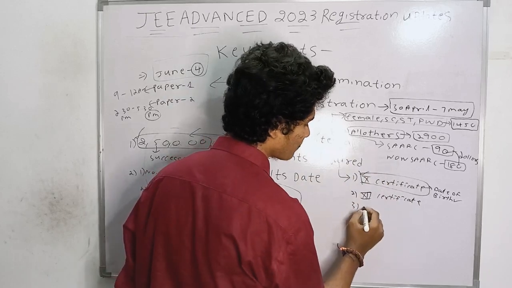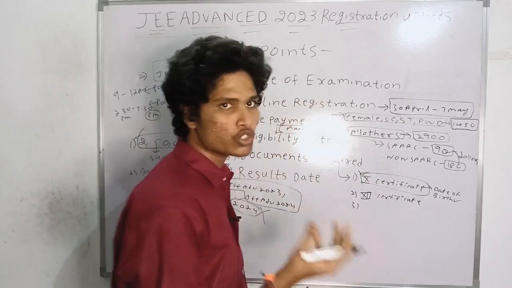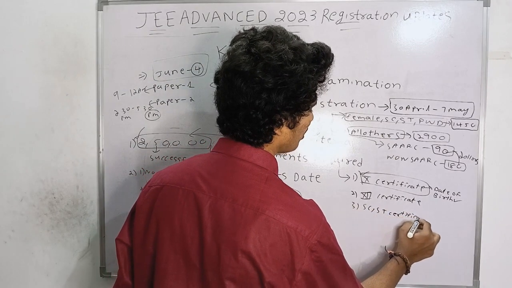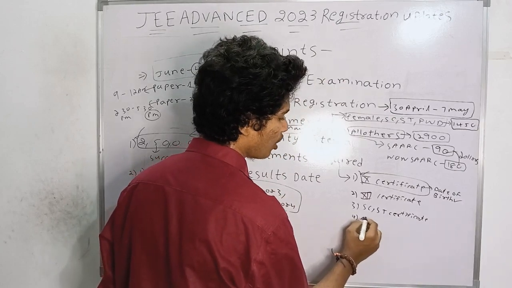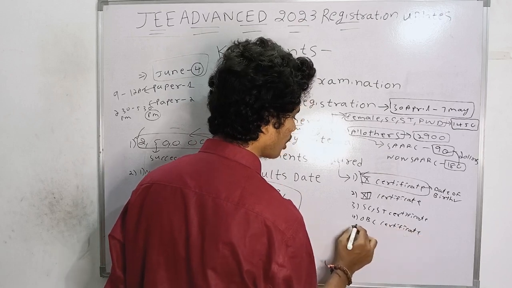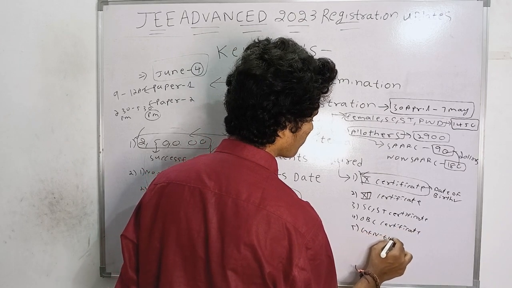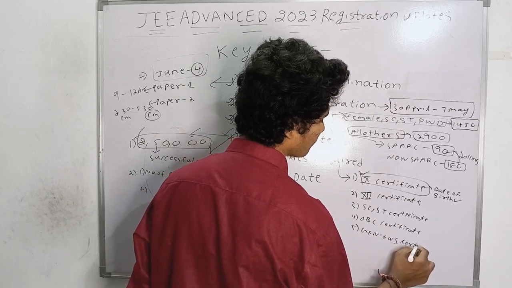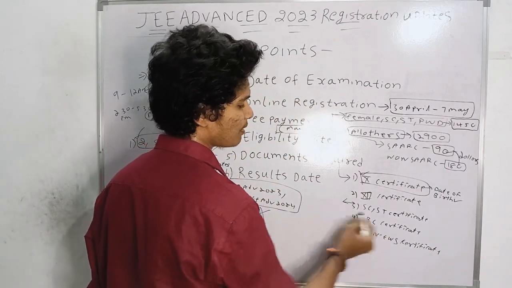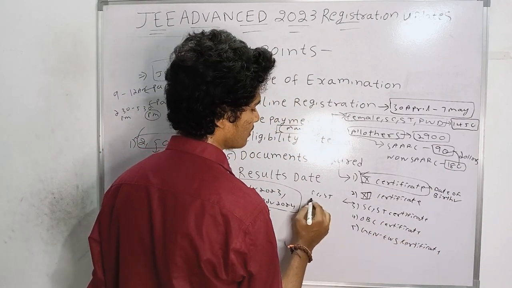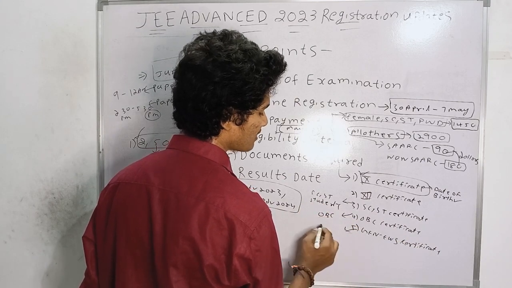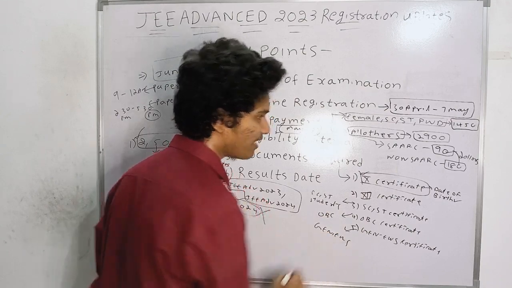And the third thing is, if you belong to SC ST, you have to have the SC ST certificate. If you belong to OBC, you have to have the OBC certificate. And if you belong to general EWS, you have to have that certificate. Basically, these certificates are linked to those students: SC ST certificate for SC ST students, OBC for OBC students, and for general EWS candidates. It is very important to remember these things.